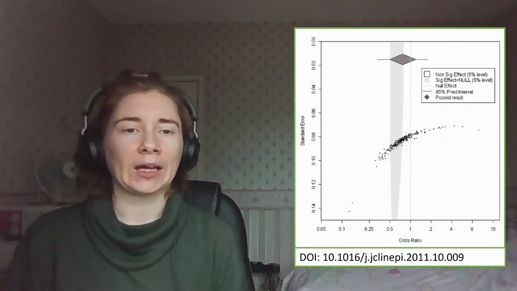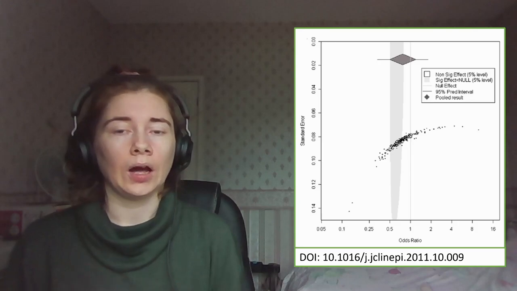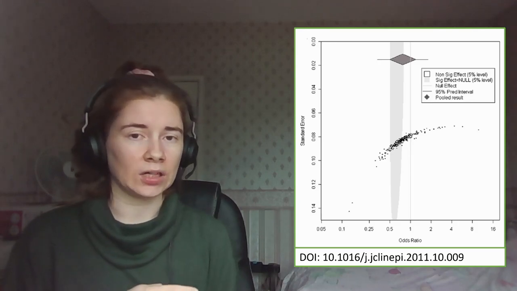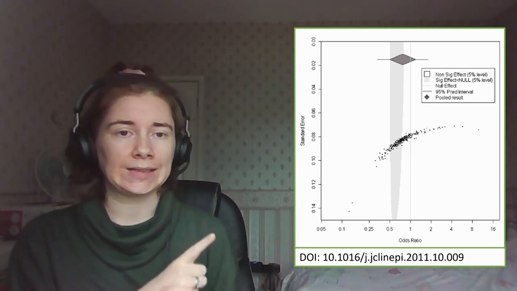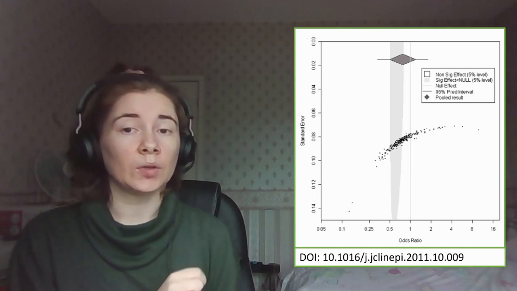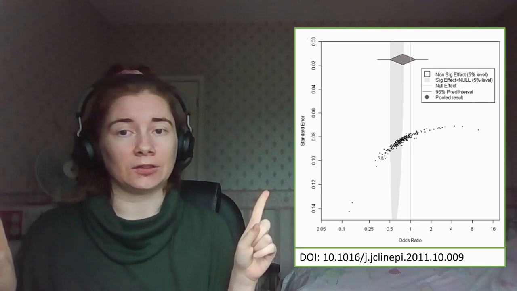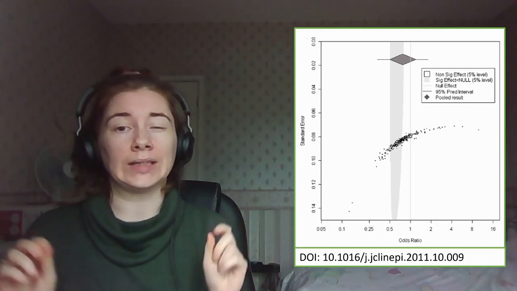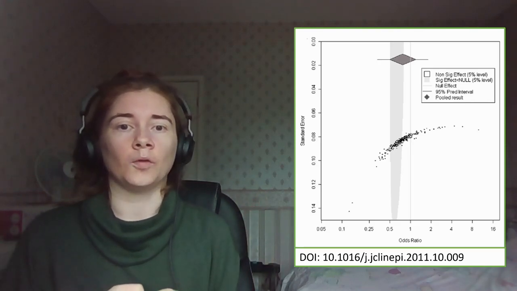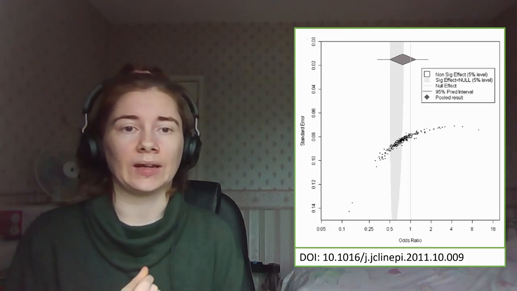The setup of the Langan plot is similar to a funnel plot. Along the x-axis, we have the outcome, and along the y-axis is the standard error. The diamond represents the pooled effect from the meta-analysis, with lines extending to represent the 95% predictive interval. That's the interval for where we'd expect new study effects to be.